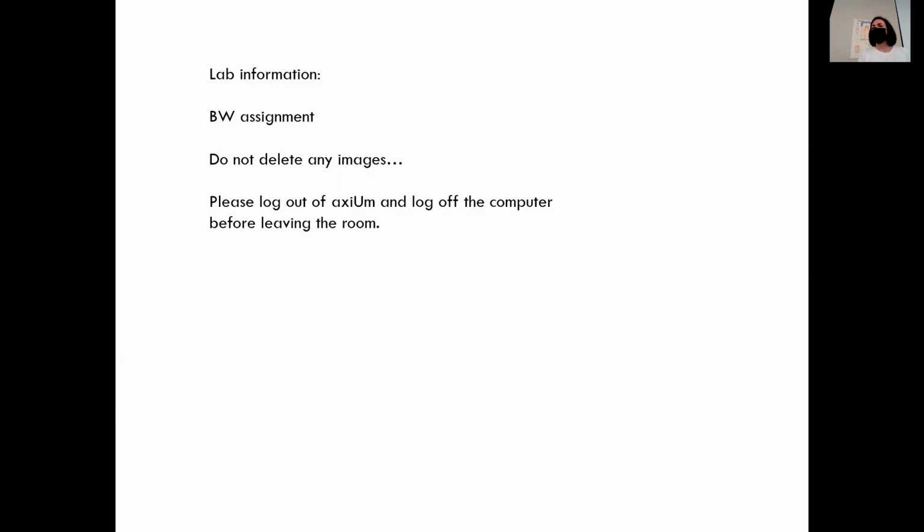I don't know what this is. Lab information. Oh, bite wing assignment. Don't worry about that. Oh, that's probably just a reminder. Do not delete any images. That's just a reminder for when you're taking x-rays. Please log out of vaccine. Oh, well, these are just good.